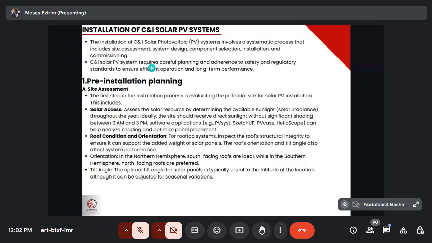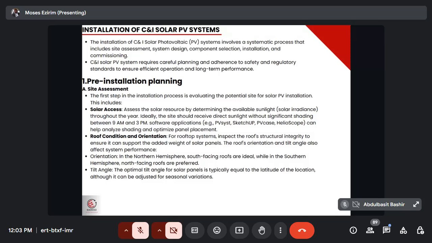Now the C&I PV system requires careful planning, adherence to safety and regulation standards to ensure efficient operation and long-term performance. Right? So the system is there for 25 years. So careful planning and adherence to safety is key for you to be able to cash out. By the time you've gotten to maybe 3 years, 4 years, 5 years, you've recovered your investment. The rest 20 years is a cash out period. You'll be living large. Let me put it like that.